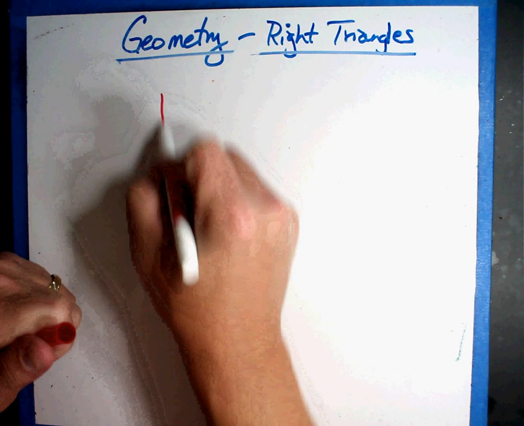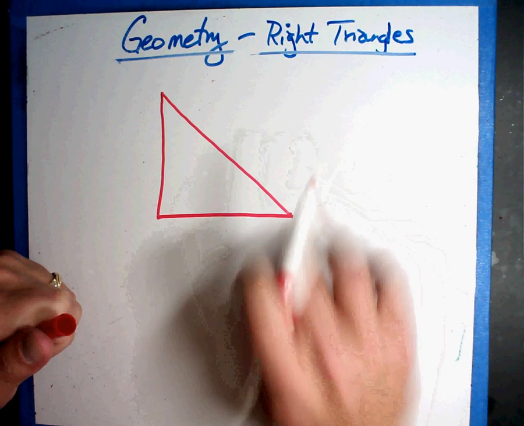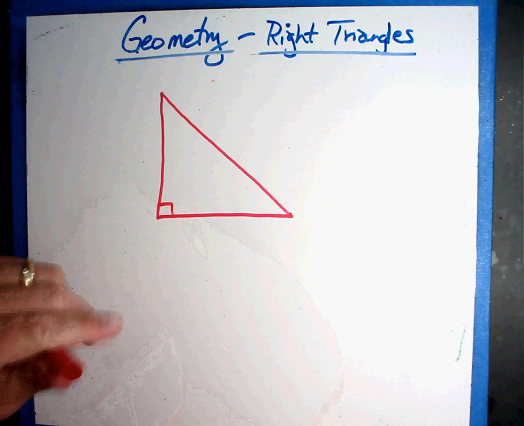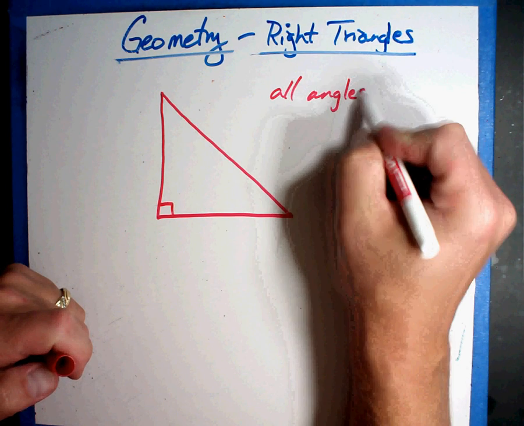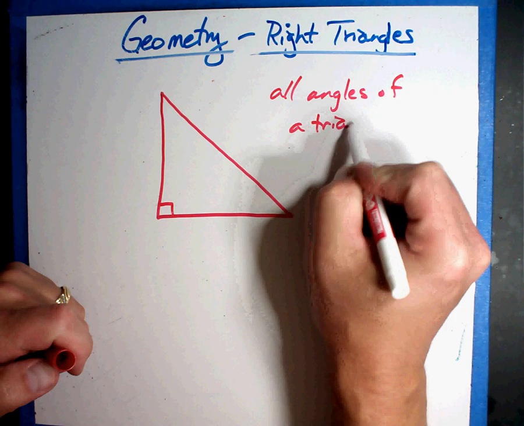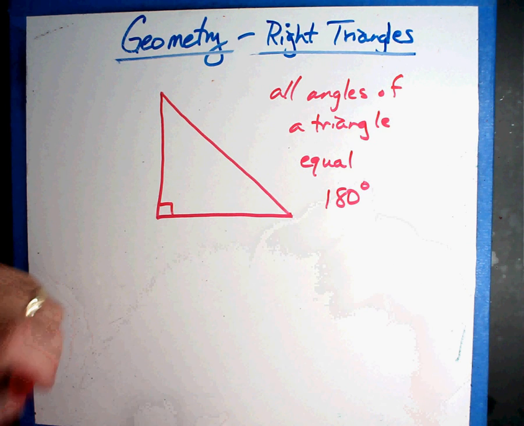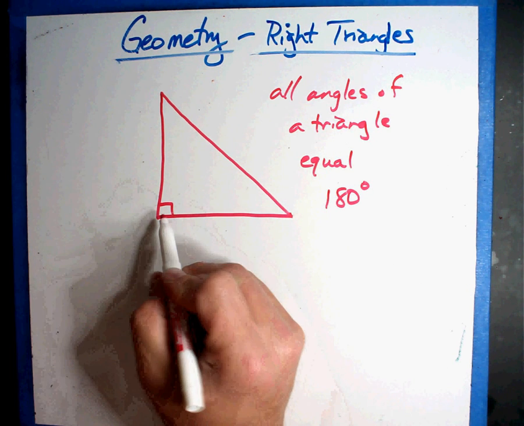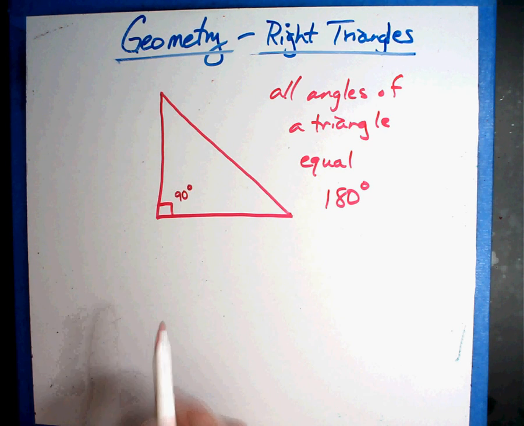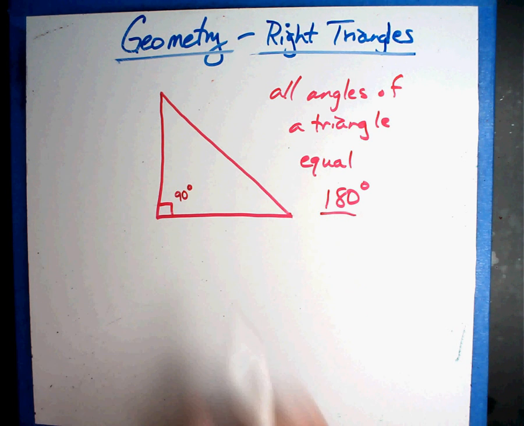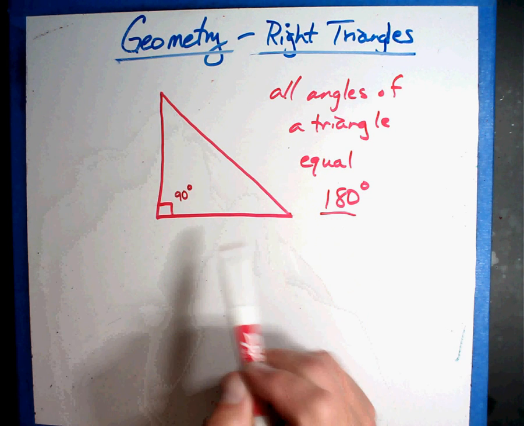A right triangle is a triangle that's going to have a 90-degree corner. Now, the first thing that you need to keep in mind is that all angles of a triangle equal 180 degrees. Okay? So, if I'm going to have a right triangle, a right angle here is going to be 90 degrees. That means that if I'm going to get a total of 180, these other two angles are going to have to add up to 90. So that 90 plus these two equal 180.